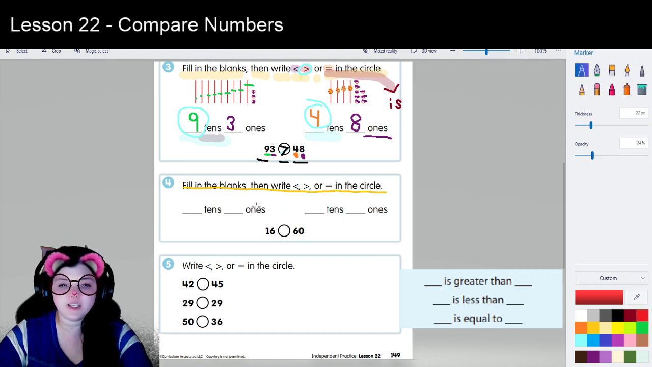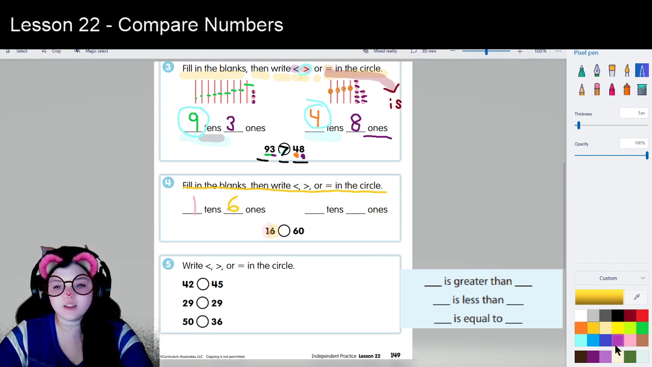How many tens in 16? How many tens do we have in the number 16? If you look at your place value, you know that you have one group of 10 in 16. And how many ones in 16? Look at your place value. How many ones are in the ones place on 16? If you said 6, you're right. 16 has 6 ones.